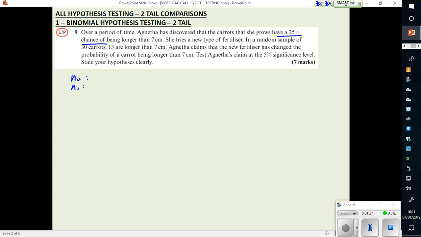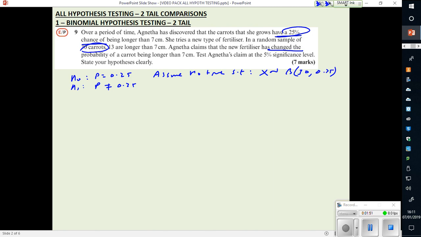The fact that we've read the word change, that means different, and that means p is not equal to 0.25, because our chance of it being that is 0.25. We always write assume H0 true, such that, and then we'll say what the binomial is. So there are a sample of 30 carrots, and chance of success is 0.25. Okay? And then, remember what we're doing, we've got some distribution, binomial distribution here.